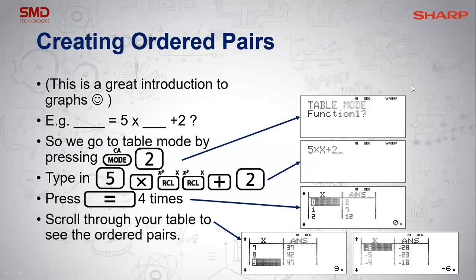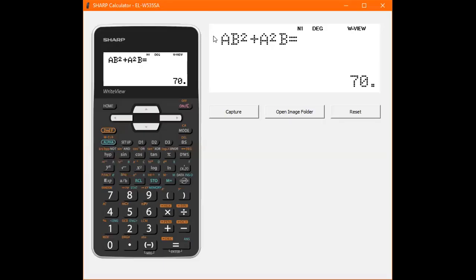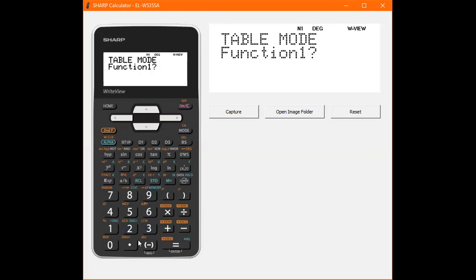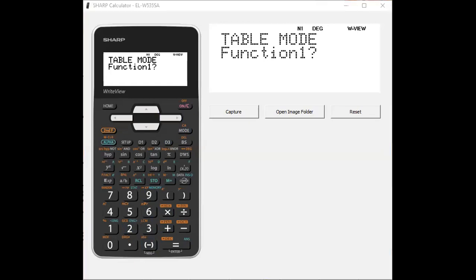Okay, so the other thing that you need to be able to do is to create ordered pairs. And this is a fantastic introduction to graphs. Maths is so interwoven with all the different topics. So it's really great to be able to introduce the basics of graphs to your students using this method. So what they want is to create ordered pairs. So again, we're going to use our magical table mode, and let me go back to my screen so you can see.